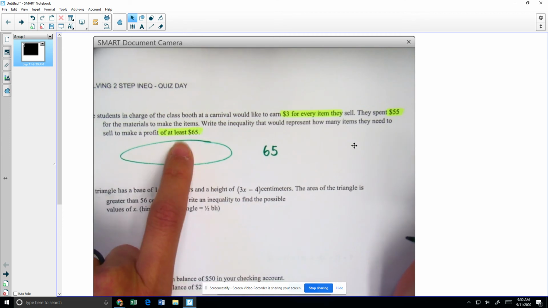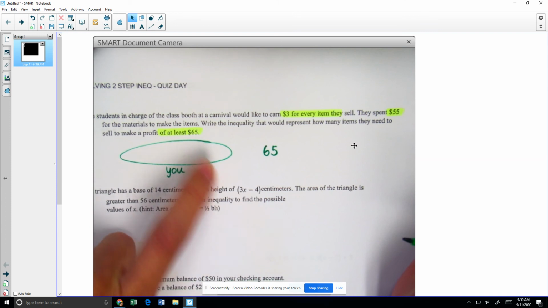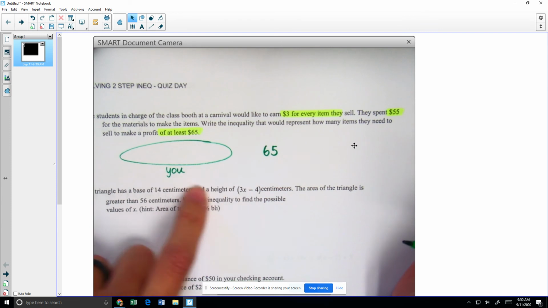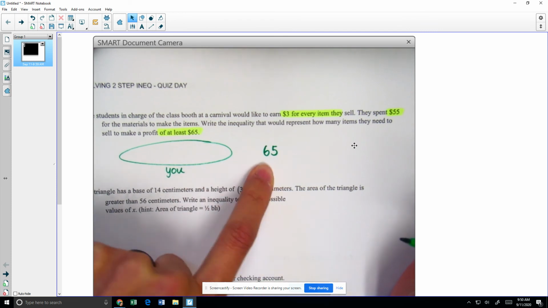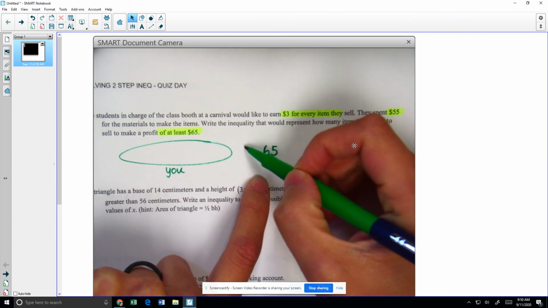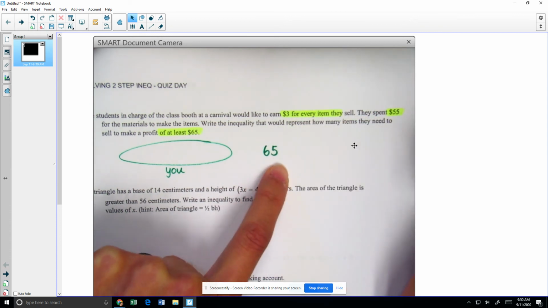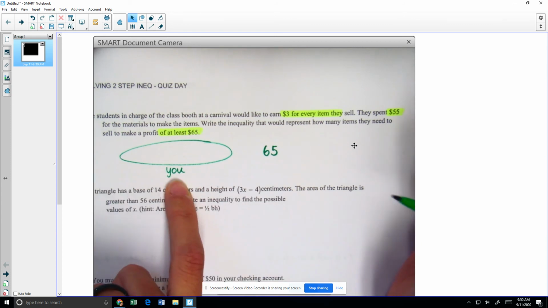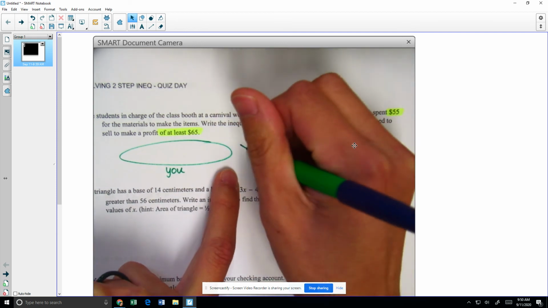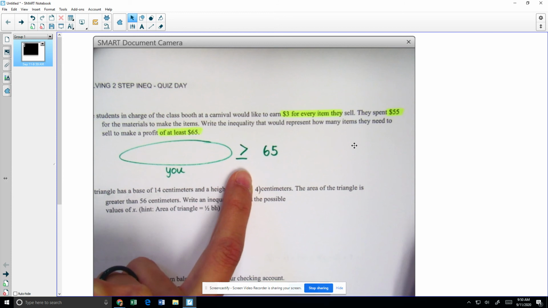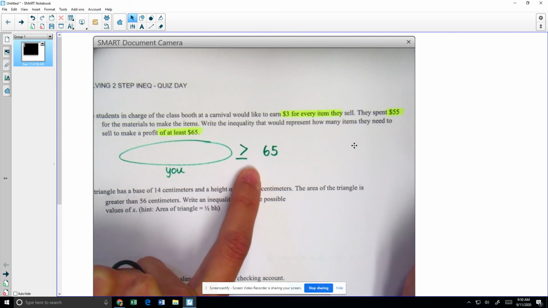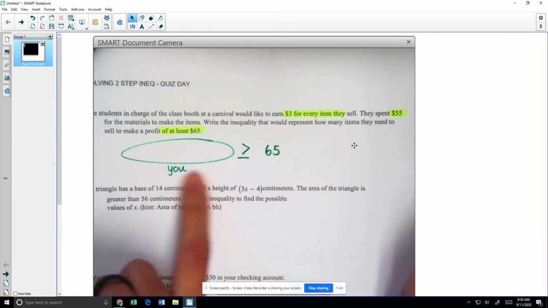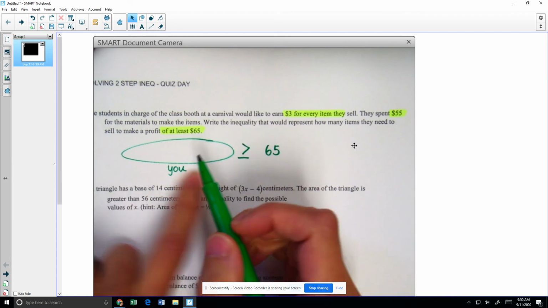So you want at least $65. Think of it in terms of money. You have at least $65. Does that mean you can have more than 65 or less than 65? More, because if you have at least $65, that means you can have 70 or 75. So you have greater than or equal to. I'm hoping that all of you can get yourself up to this point. If you can get this, then you're pretty good. Then it's the little detail.